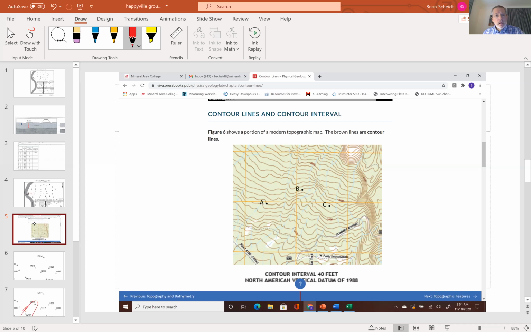So once you have a bunch of elevations of the water table, you're going to contour the water table.